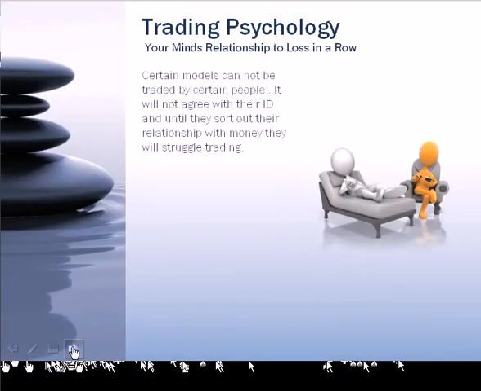Let's grab this. So our trading psychology, this is my Jonathan slide. Certain models cannot be traded by certain people. It will not agree with their id. And until they sort out their relationship with money, they'll struggle trading because you have to pick a model that matches this.